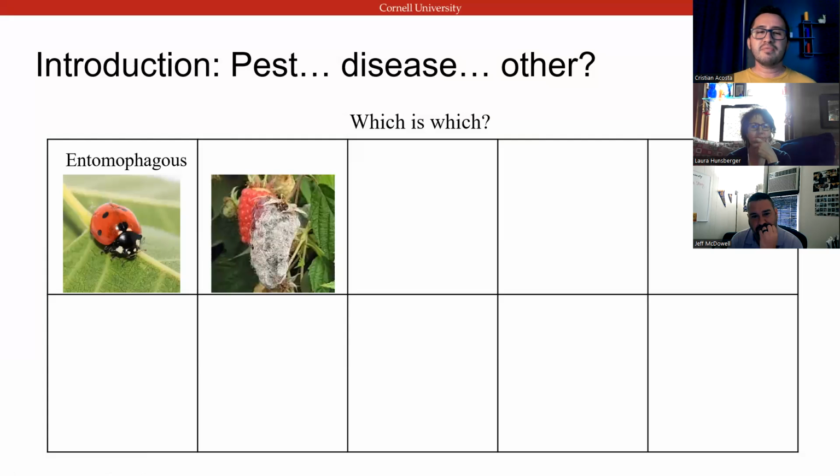And now we have some blackberries, and we see this gray stuff that looks like cotton. What can this be? Fungus. Or pollen. It looks like it was snowing. In this case, we have a fungal disease. So yeah, it's a disease.